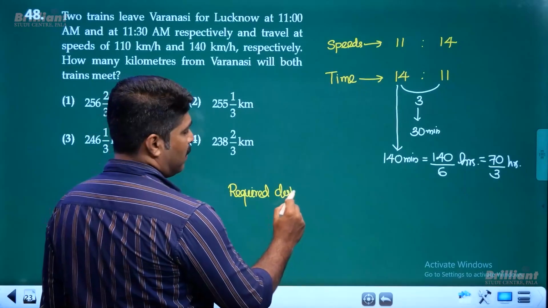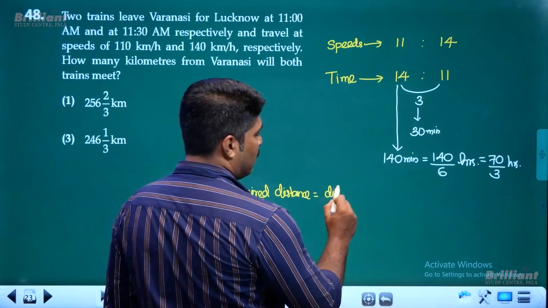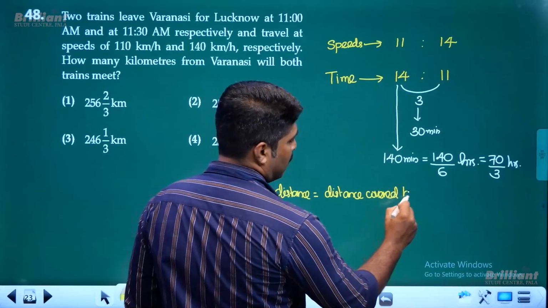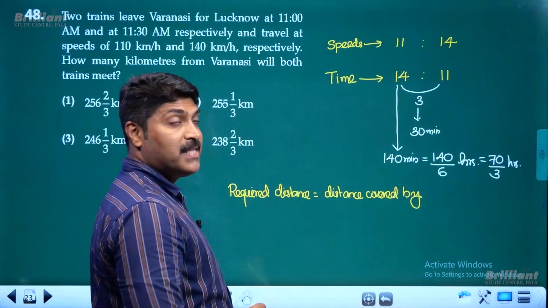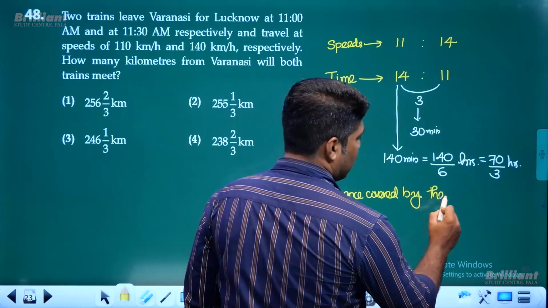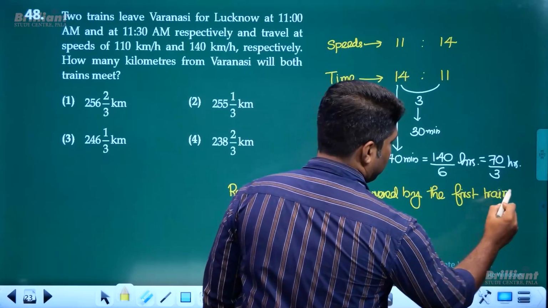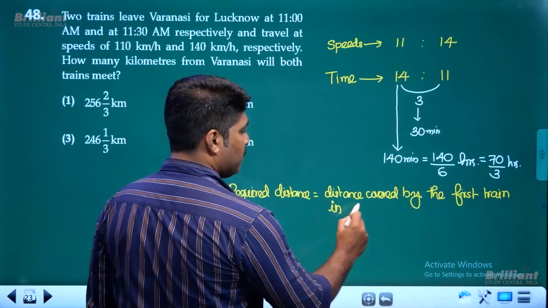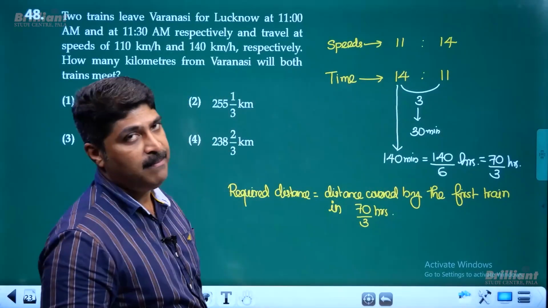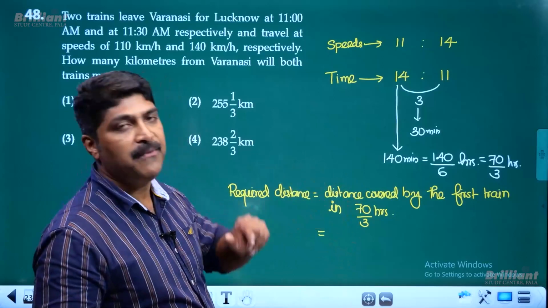Required distance. This required distance is nothing but the distance covered by the first train in 70 by 3 hours. So understand that concept clearly. That's the trick. It's very important. So what is the distance covered by the first train in this many hours?